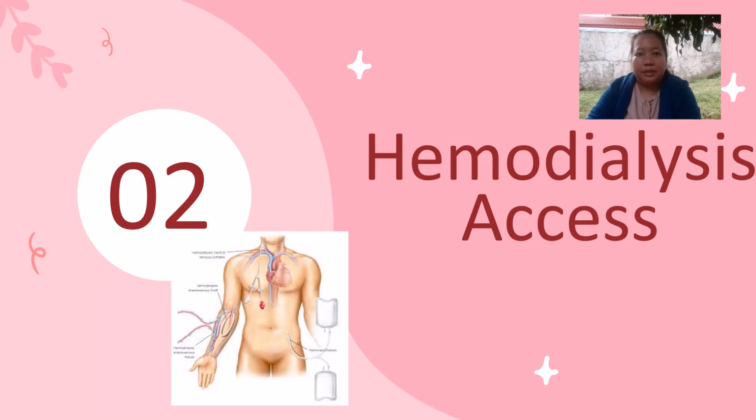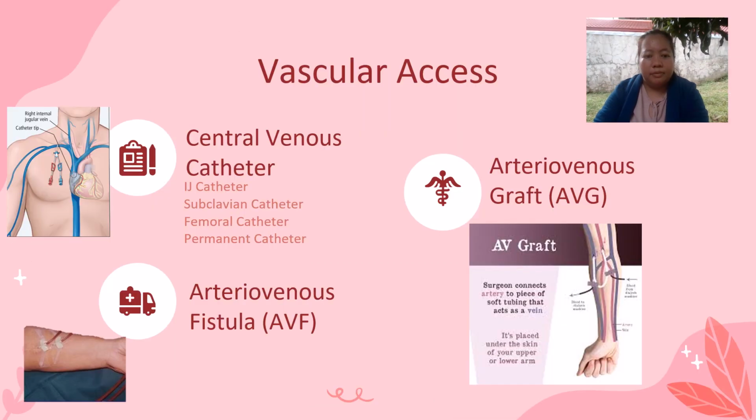Let's talk about the hemodialysis access. There are different kinds of vascular access. There is a central venous catheter that can be an IJ catheter, subclavian catheter, femoral catheter, or permanent catheter. The IJ catheter is placed into the internal jugular vein in the neck. The subclavian catheter is inserted into the subclavian vein beneath the clavicle or collarbone. The femoral catheter is inserted in the femoral vein in the groin, while the permanent catheter is inserted into the internal jugular or subclavian vein but tunneled under the skin.